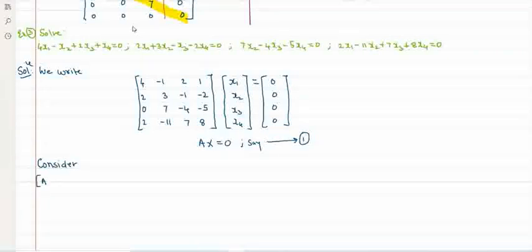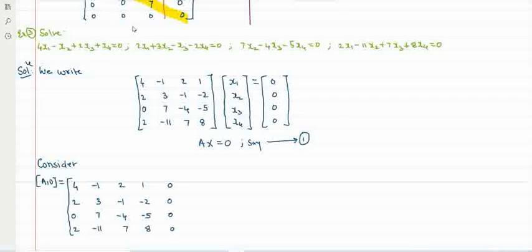Consider the augmented matrix A0, for which you have to attach one more column. First row, 4, minus 1, 2, 1 and 0. 2, 3, minus 1, minus 2, 0. 0, 7, minus 4, minus 5, 0. 2, minus 11, 7, 8 and 0. Can anyone suggest the transformations?